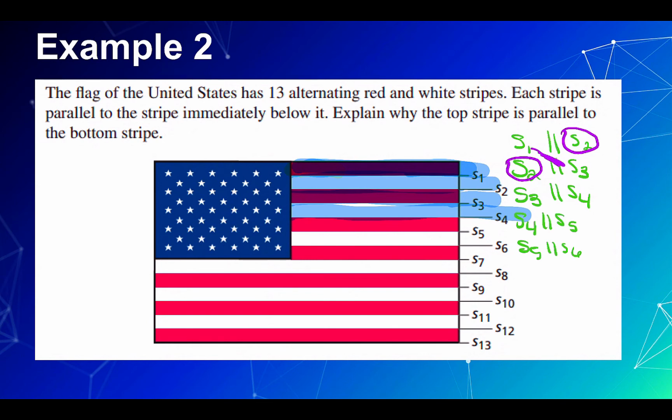So here I have S3 is parallel to S2 and parallel to S4. Therefore, these are parallel. Then I have S4 is parallel to S5. Therefore, S3 and S5 are parallel. So they're parallel to each other because every line is parallel to the line below it.